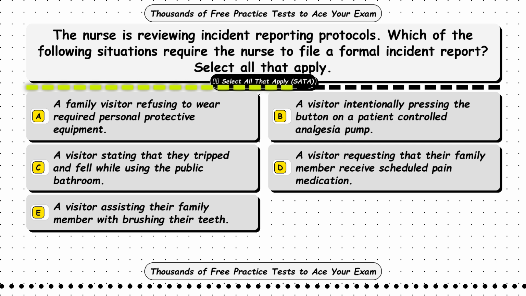Option C. A visitor stating that they tripped and fell while using the public bathroom. Option D. A visitor requesting that their family member receive scheduled pain medication. Option E. A visitor assisting their family member with brushing their teeth.